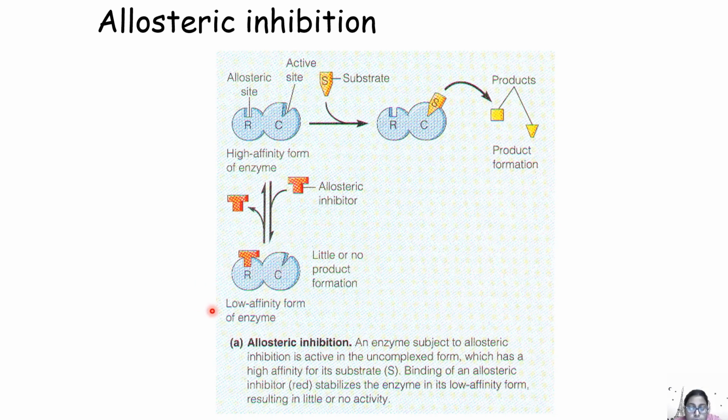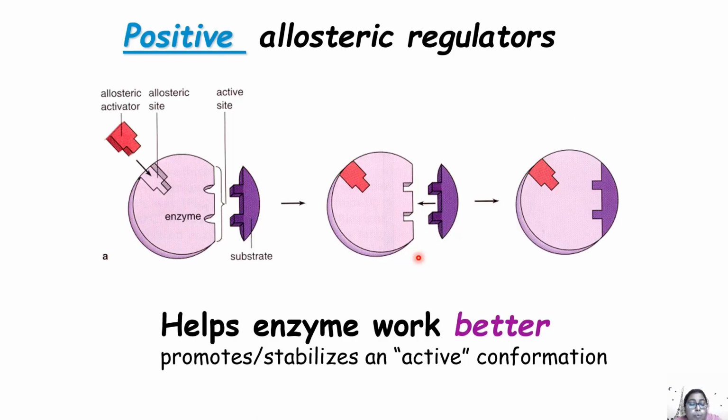occur. So an enzyme subject to allosteric inhibition is active in the uncomplexed form, which has a high affinity for its substrate. Binding of an allosteric inhibitor stabilizes the enzyme in its low affinity form, resulting in little or no activity. What are positive allosteric regulators?